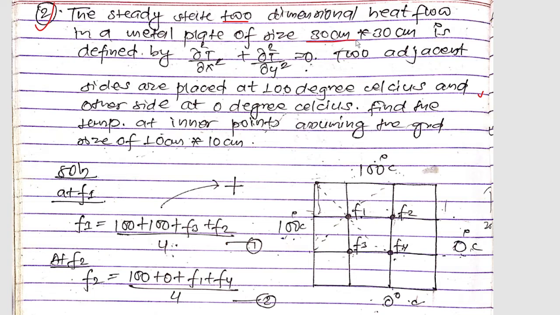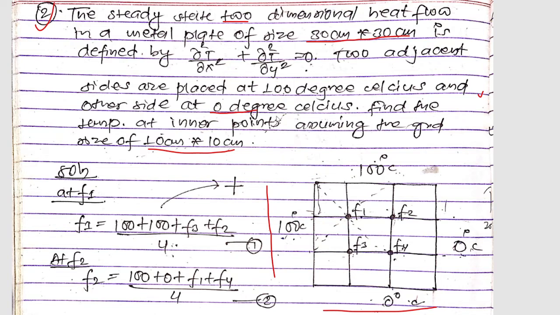Here we are given a metal piece of size 30 cm into 30 cm, defined by the equation del square T upon del x square plus del square T upon del y square equal to 0, and two adjacent sides are placed at 100 degrees Celsius and the other sides are at 0 degrees Celsius. We have to find the temperature at inner points, assuming a grid size of 10 cm into 10 cm. The metal plate size is 30 cm into 30 cm, meaning this side and this side are each 30 cm.